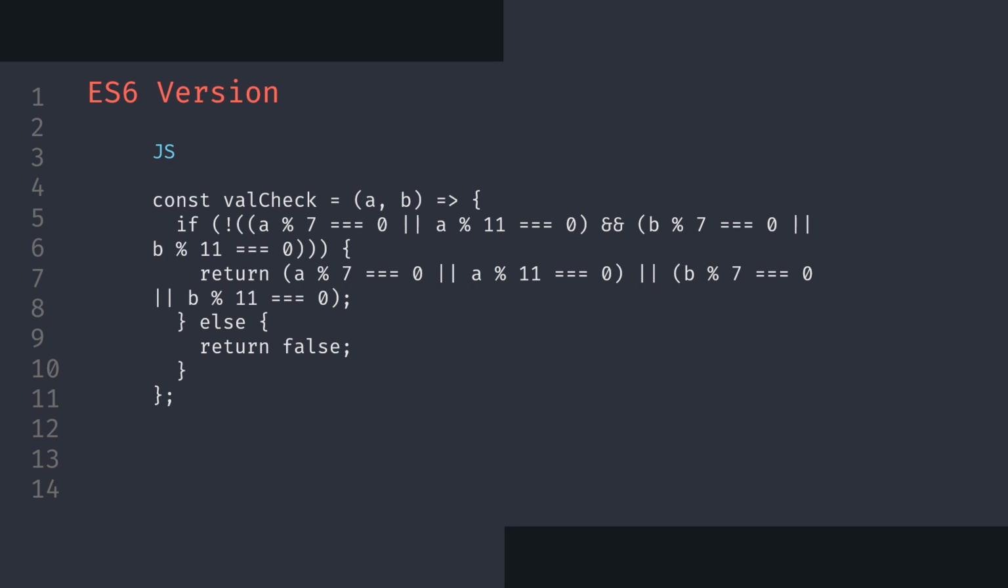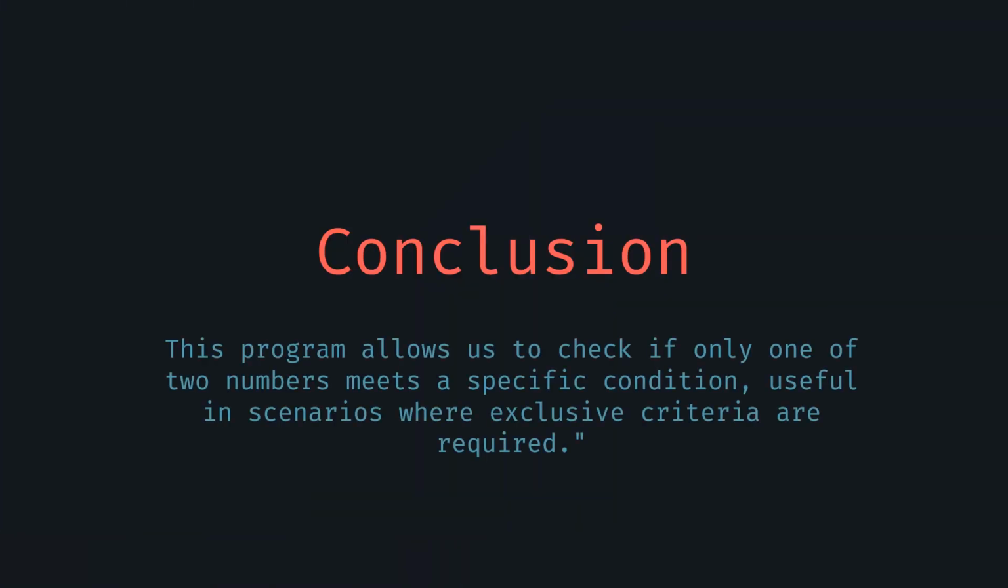We can simplify this function using ES6 array function syntax. The logic remains unchanged, but we made the function a bit more compact and modernized. In summary, this program efficiently checks for exclusive multiples of 7 or 11 between two numbers, helping us handle exclusive conditions in JavaScript.